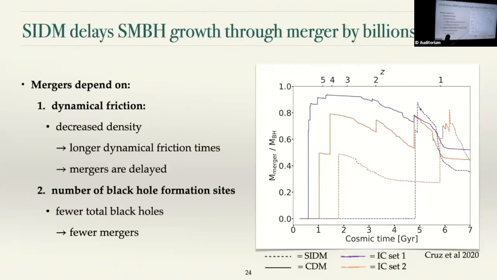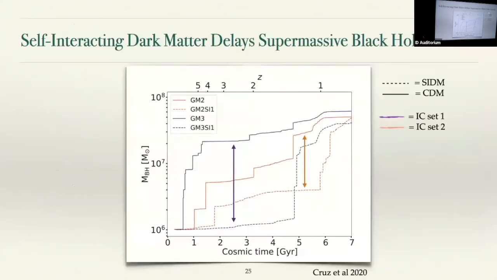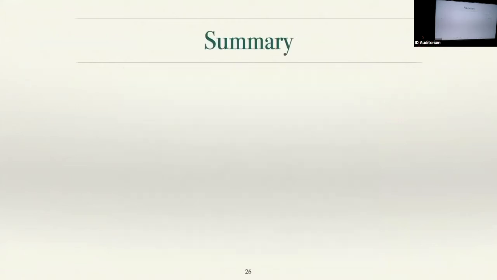And the solid is CDM, and you see that there is this delay between when you get the first mergers in CDM compared to when you get the first mergers in SIDM. And this delay is billions of years long. And so, of course, this delays the growth of the black hole. And so you're not seeing as effective accretion, because the accretion goes proportional to the black hole mass. And so that's why you're seeing those differences in that movie.